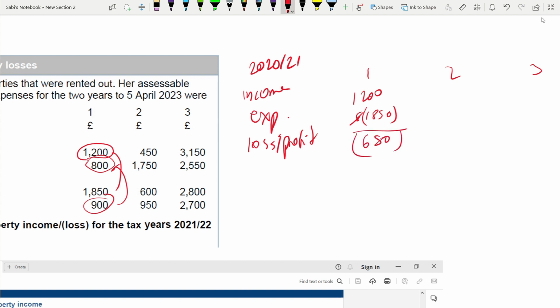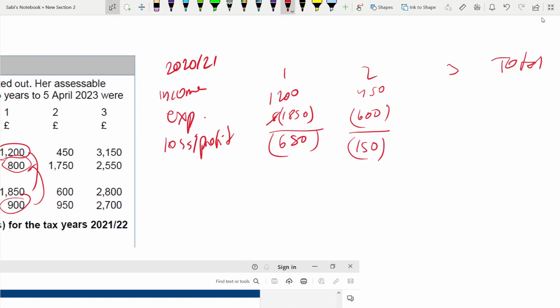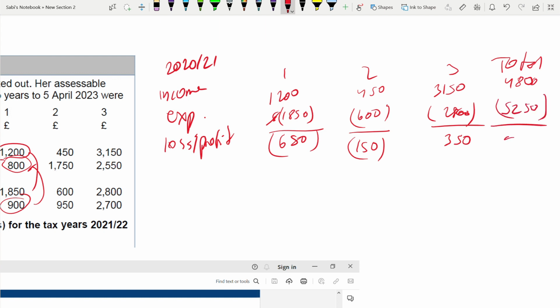Next, 450, 600. It's a loss of 150 again. Then 3,150, 2,800. This time it's a profit of 350. 4,800, 5,250. Overall loss is 450.